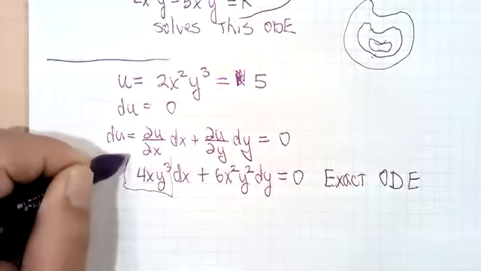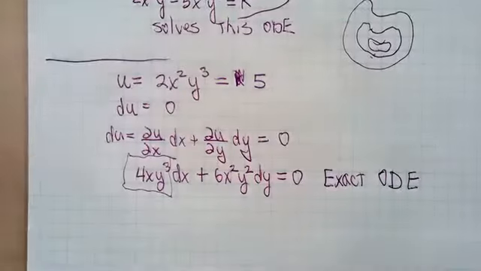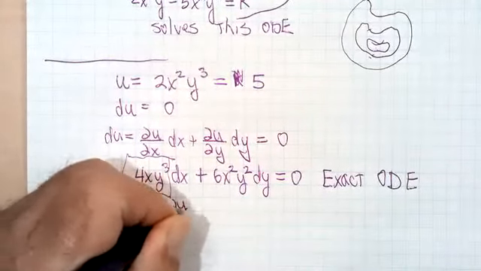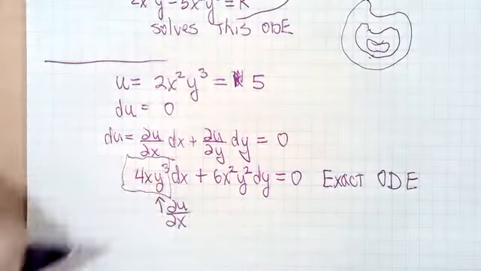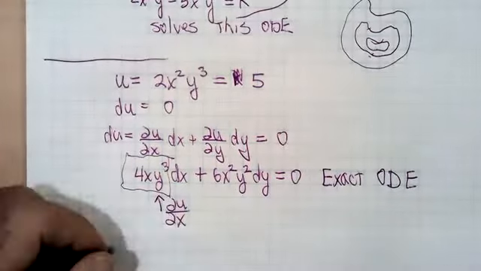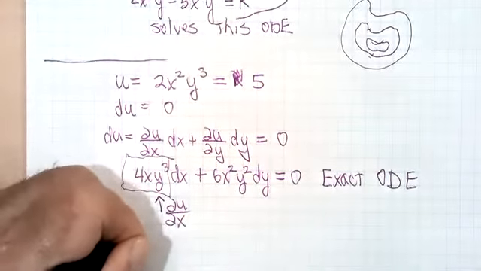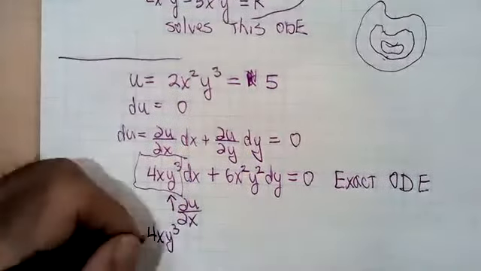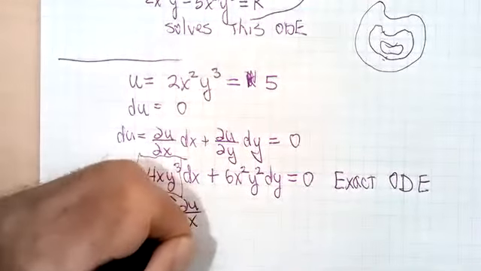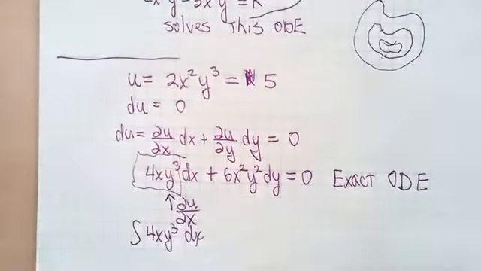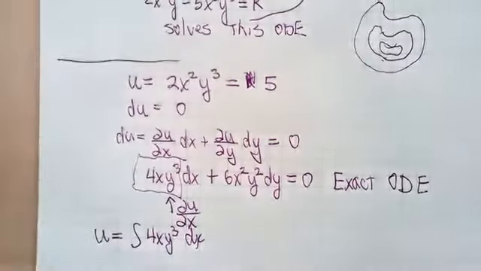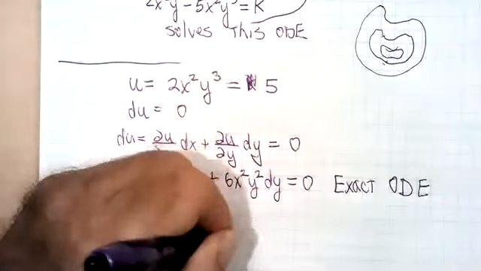What I would do is look at this and say, well, what I know about this is it is the partial of some function with respect to x. So in other words, if I took this 4xy cubed and I integrated it, thinking of x as a variable and y as fixed, that should get me back to the u function. So let's just do that.